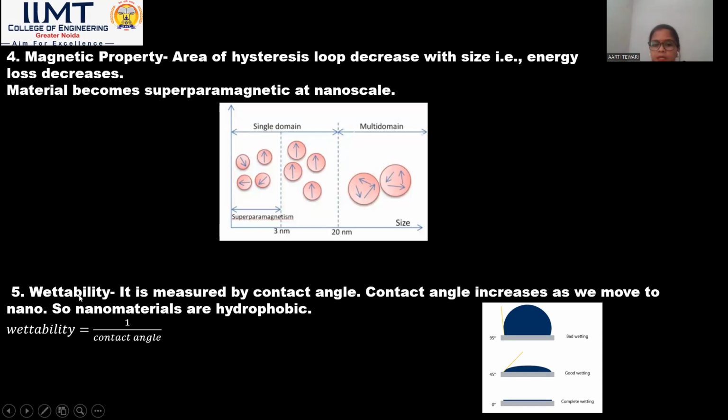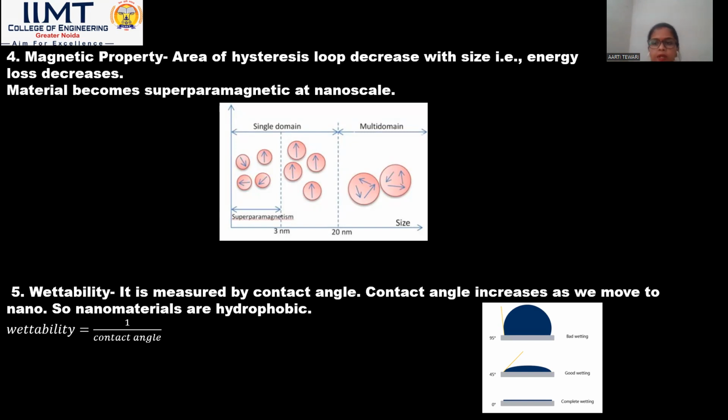Then there's wettability. What is wettability? Wettability is actually the contact of a liquid with a solid surface, right? So if a liquid makes complete contact with the surface, that means it is wetting it. So that is what wettability is. How much it is wetting would be the wettability. So the wettability of any material is measured by its contact angle.